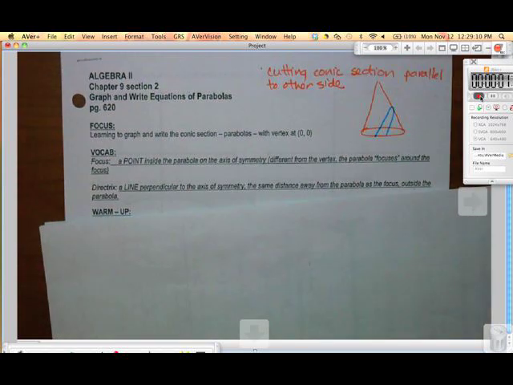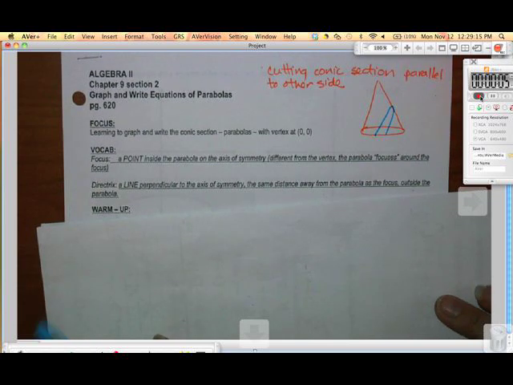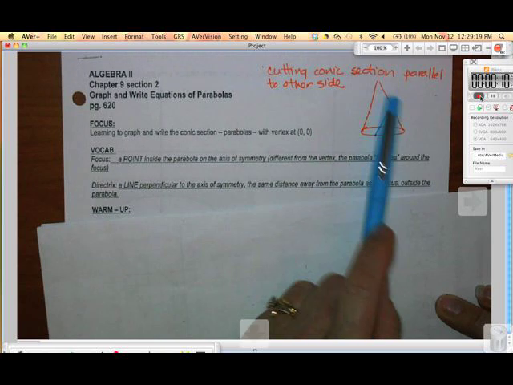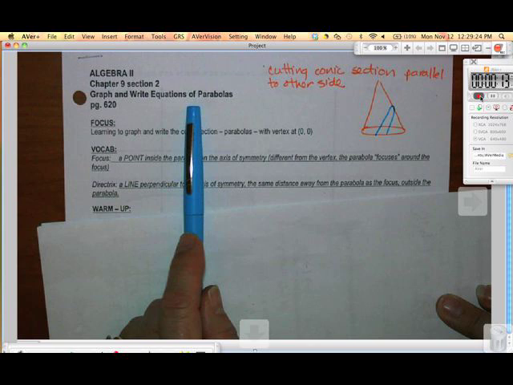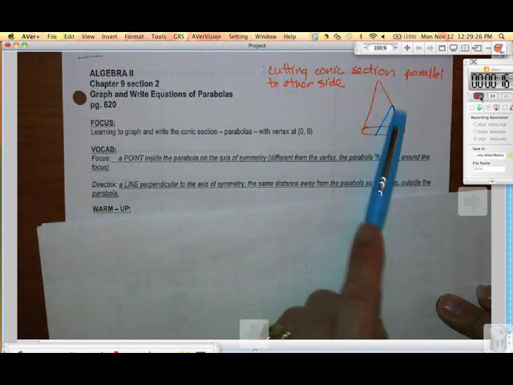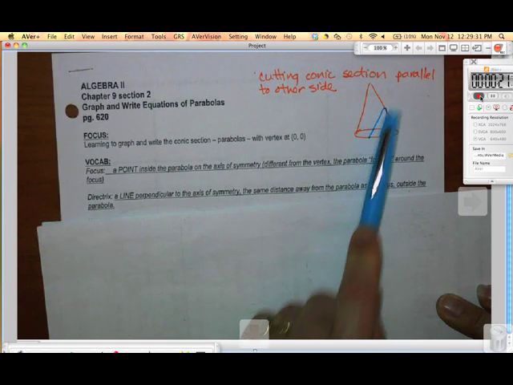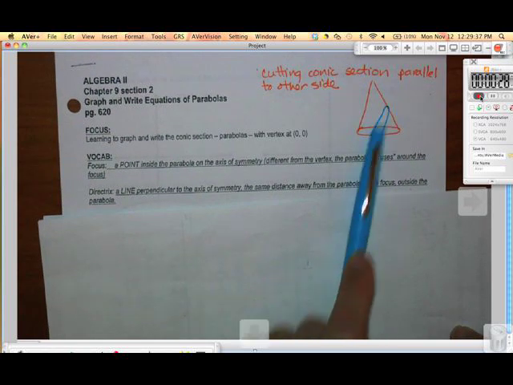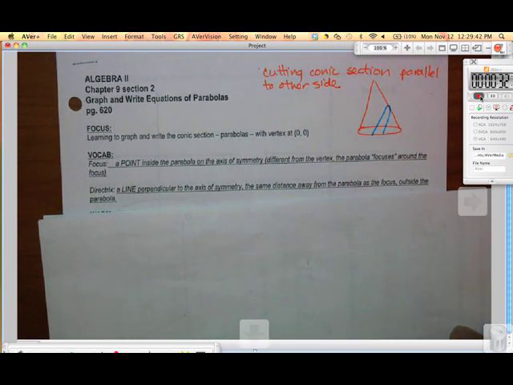All right, here we go with section 9.2, graph and write equations of parabolas. Remember, this whole chapter is about conic sections, and this is kind of a really rough drawing of where you find a parabola when you cut a cone to get this section. It's like you slice it right here, but you have to slice it parallel to the opposite side. I showed you that in class with our model. So that's where you get the parabola from. It has to be parallel to the opposite side, and it does give you a parabola there.